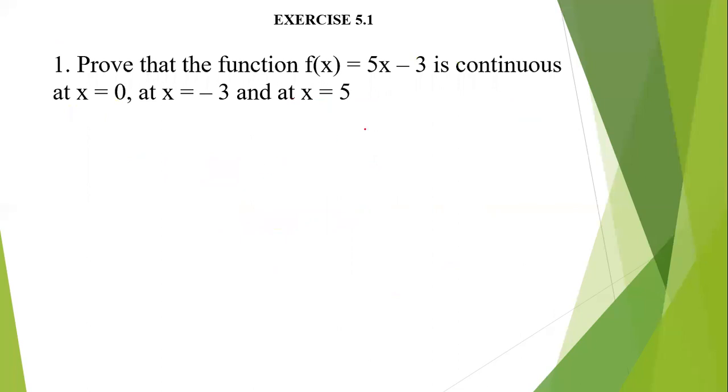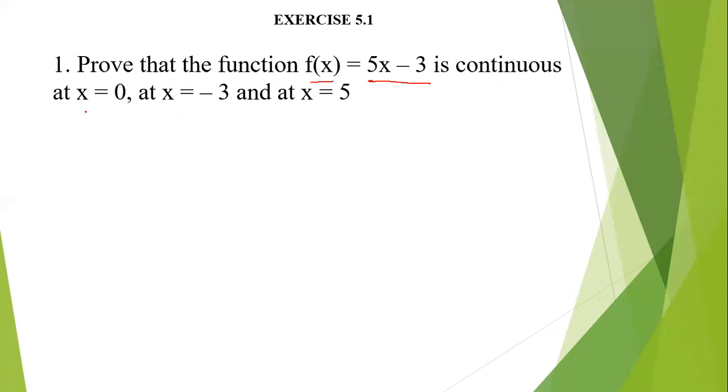Next one, this is a problem from exercise. So what we need to prove? We need to prove that function f of x, that is 5x minus 3, is continuous at x is equal to 0, at x is equal to minus 3, and x is equal to 5.